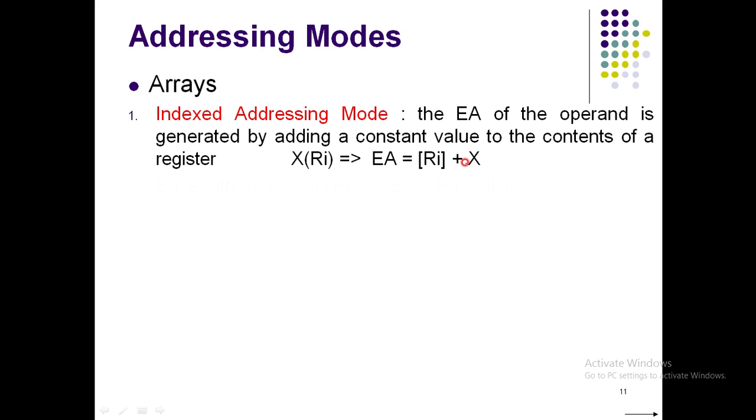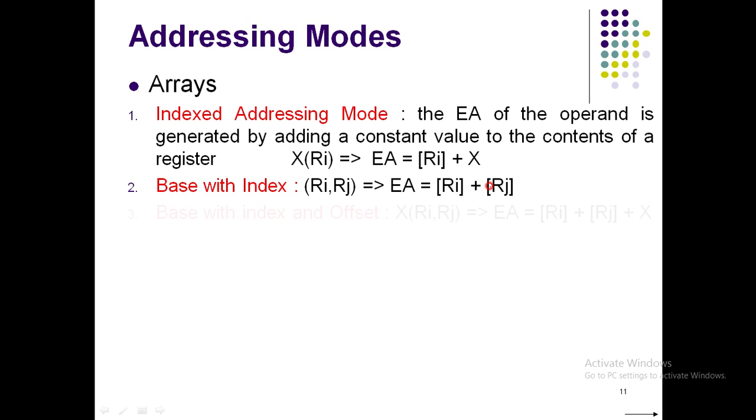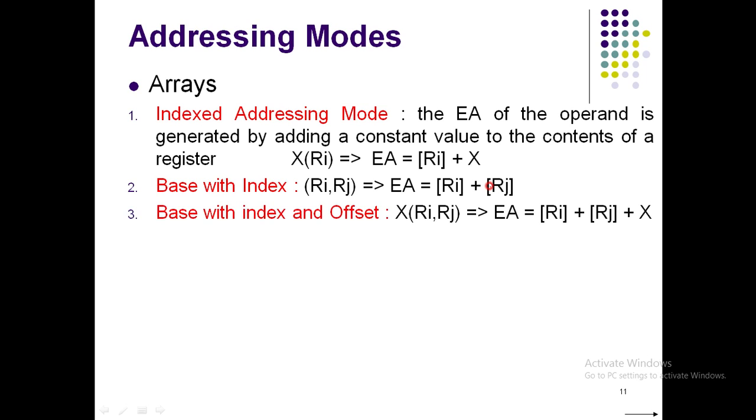Okay, now to move ahead with the next very important thing, we have two types here. One is base with index and the other one is base without index. To understand that, say for example, if we write something like this, in the bracket Ri comma Rj, then the effective address would be the contents of Ri plus Rj, that is the register Ri plus Rj. So here, it is Ri plus x, but here it is the two registers, which is Ri plus Rj.